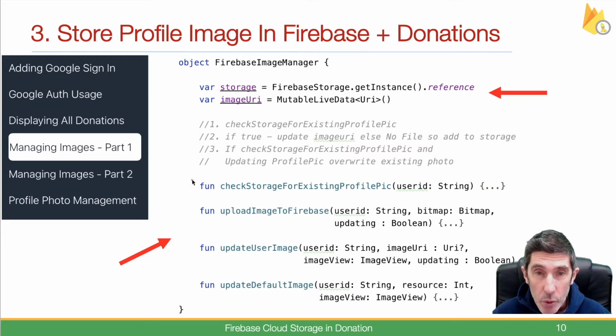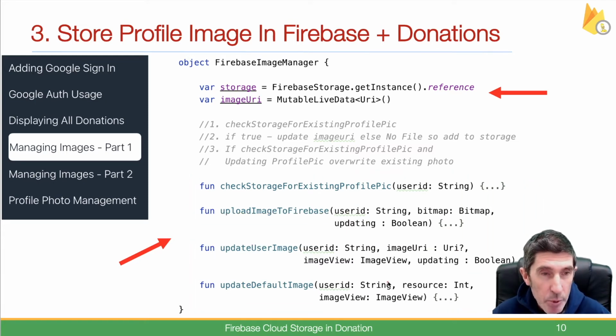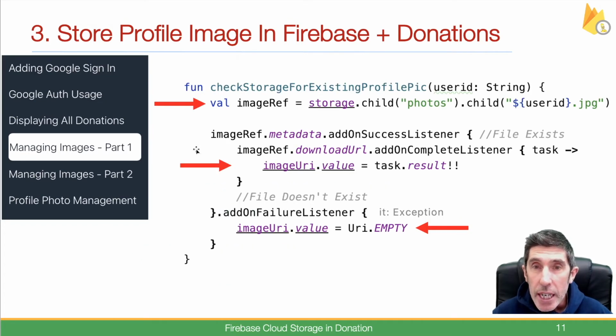Okay, so we'll have a quick look at some of these functions. Again, I'll give you these in the labs, but just to talk a little bit about it here. So if we look at the first one, checking storage for an existing profile pic. Most of this I would have taken from the developer docs, and just modified it to suit the needs of our particular application, Donation.